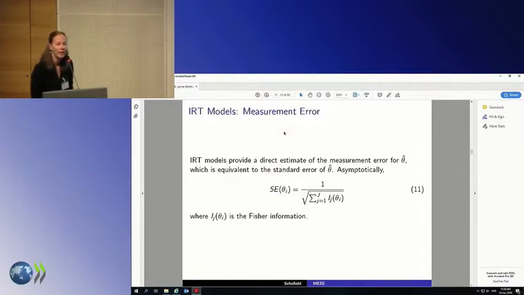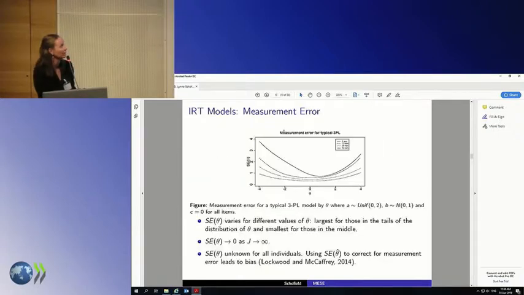One point I want to make, though, which I think hasn't been as fully made in some of the other talks, is that IRT models not only give us an estimate of theta itself, but they actually give us an estimate of the standard error of theta. And we can find that pretty easily asymptotically by just taking the inverse of the square root of the Fisher information, which isn't too hard to calculate.